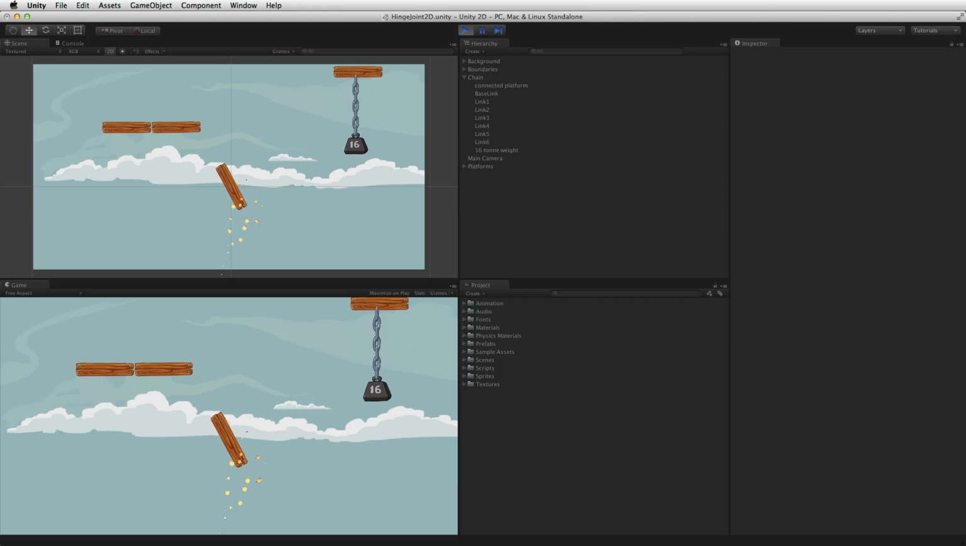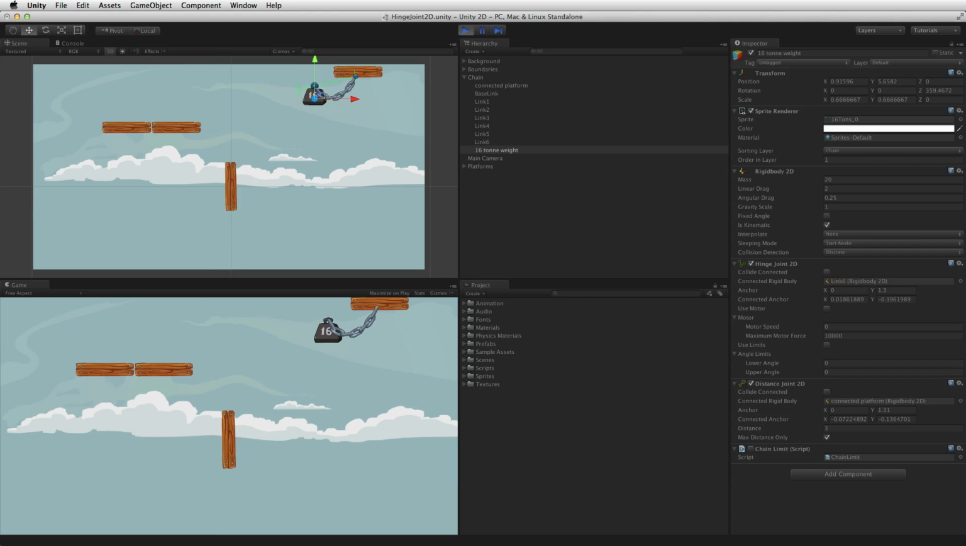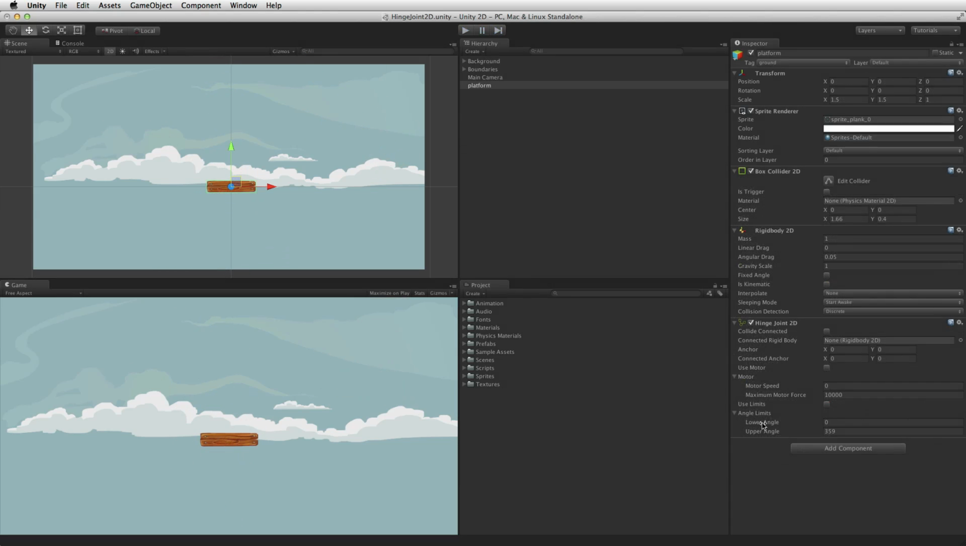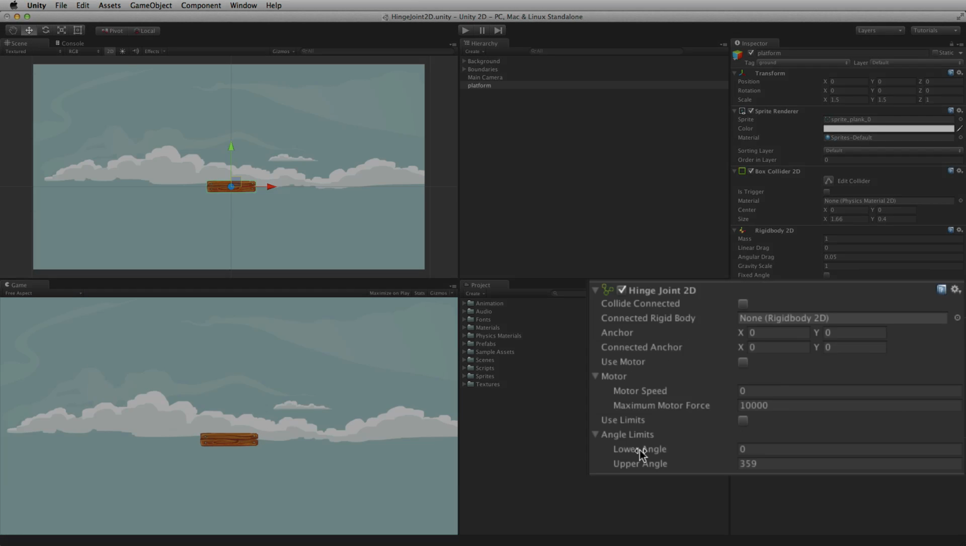A group of sprites with 2D hinge joint components attached can work together to make a chain. At the heart of the hinge joint 2D is the point which the sprite will rotate around. This is either a point in the scene, or another sprite with a 2D rigid body attached. This point is determined by the connected rigid body and the two anchor properties.